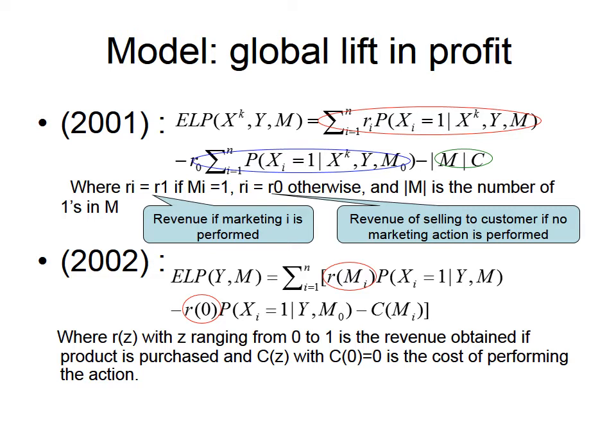The difference in the second paper is that in the second paper, the R is now a continuous function defined on interval 0 to 1. And the cost C is also a continuous function instead of a constant.